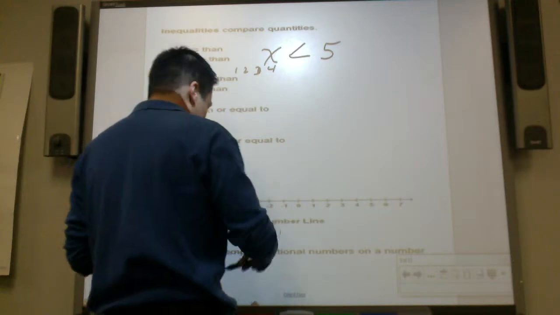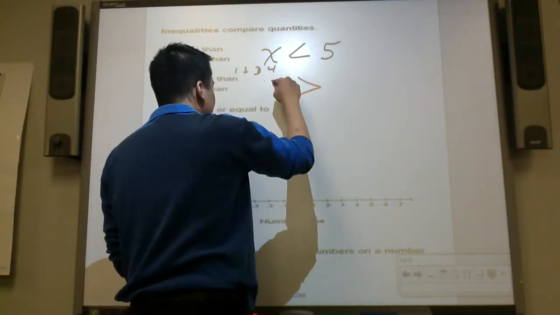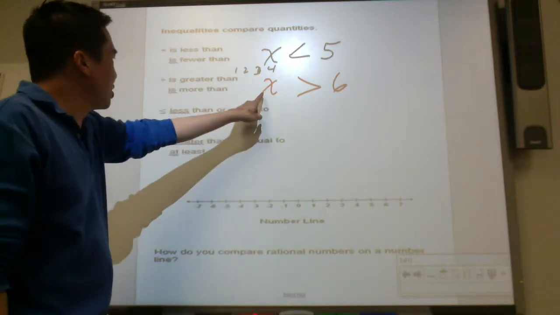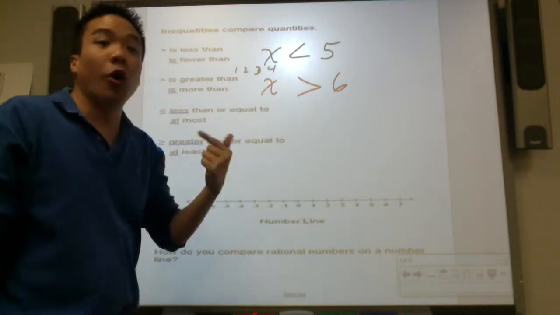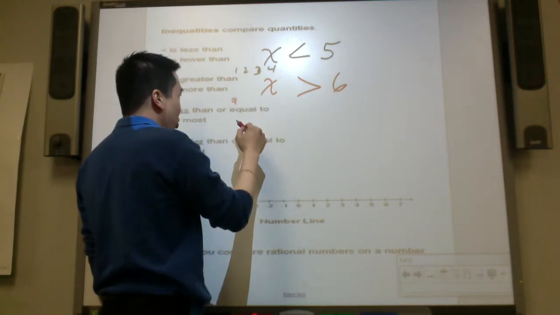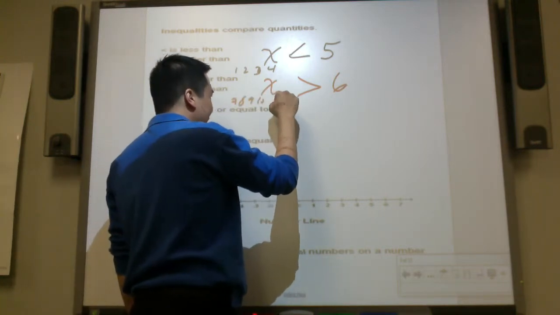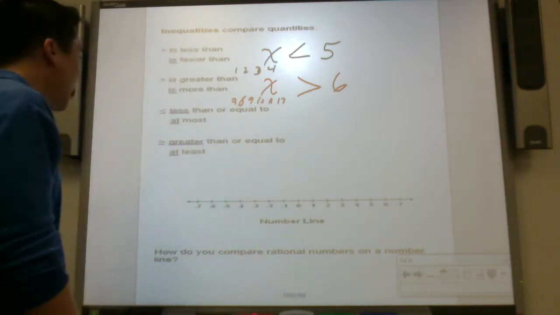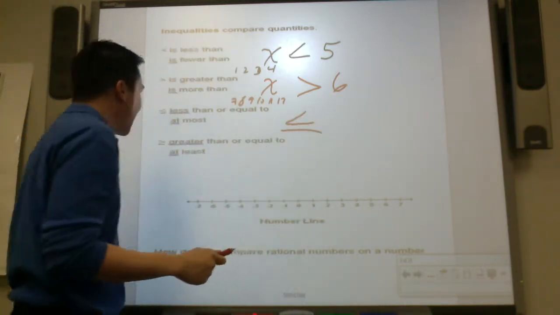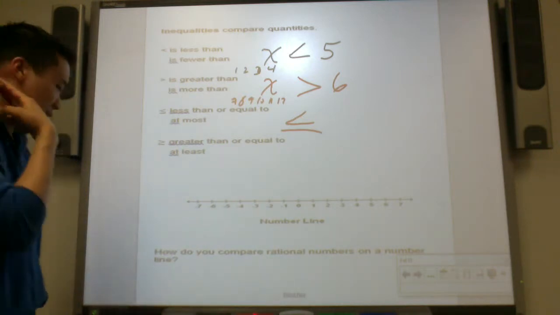What about this one? If it faces this way, can you name numbers that are greater than or more than 6? 7 is greater than or more than 6. 8, 9, 10, 11, 12, and so on are possible. Next one is less than or equal to, or at most.